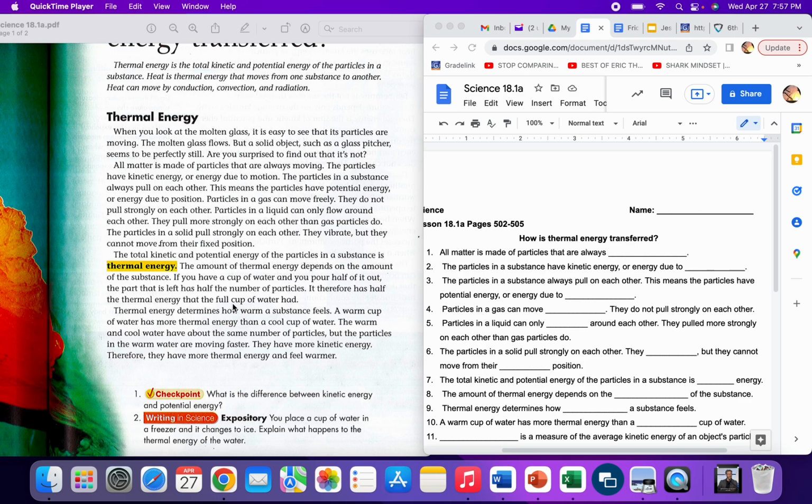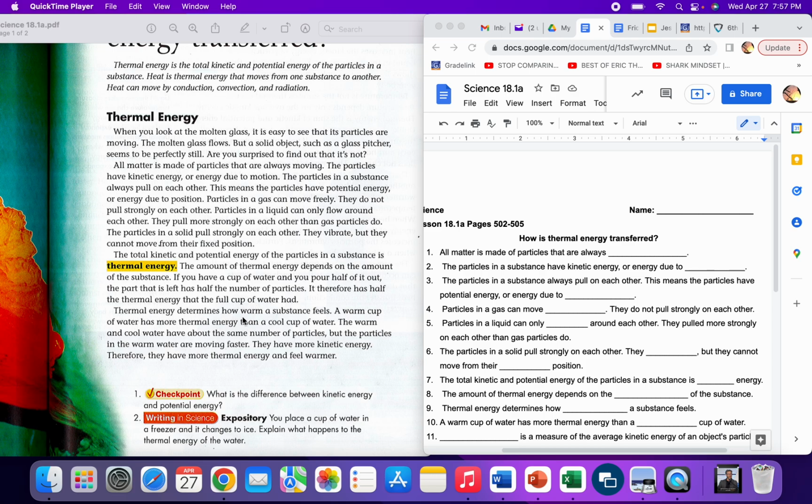Now, the reason they're making a big deal out of that, guys, is because that's going to be the opposite of heat. Heat is like temperature kind of thing. And so when I think about temperature, it doesn't matter if I have a full glass at 90 degrees or a half glass at 90 degrees, it's 90 degrees. But thermal energy says, hey, the amount matters, the total. And so if I cut that in half, we cut the total amount in half.